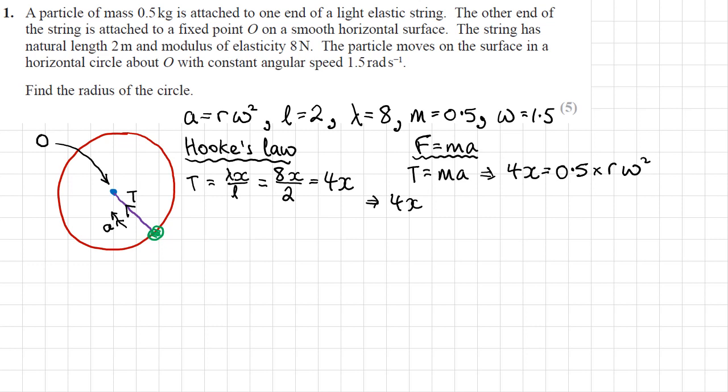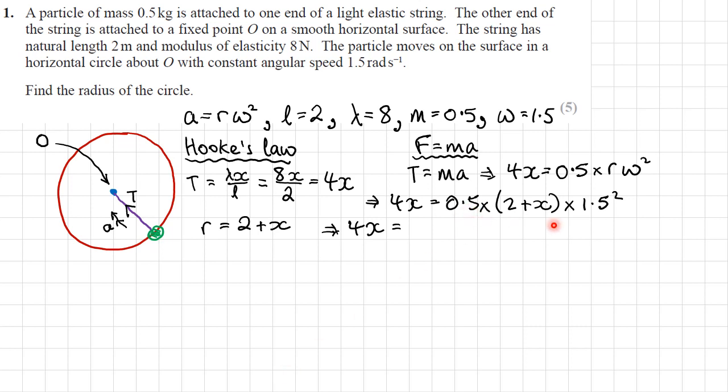So 4x is equal to 0.5. Now when it comes to the radius, it is basically going to be the length of the light elastic string, and the string has an extension, so we have its natural length plus the extension x. That is going to be the radius of this circle. So let me write down over here, the radius r is equal to 2 plus x. So for r here, I'll put 2 plus x, times the angular speed, 1.5 squared. Okay, let's see what we can get from that.